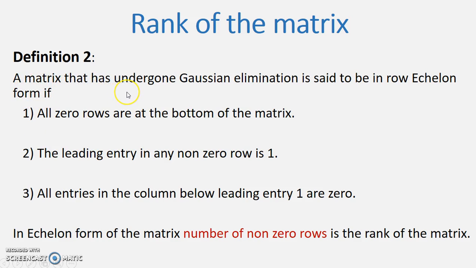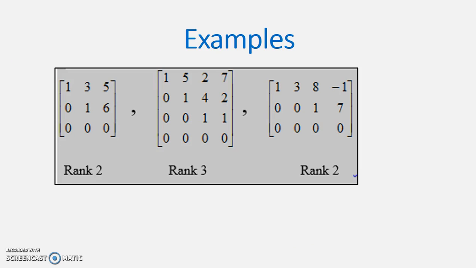A matrix that has undergone Gaussian elimination, that is row transformation, is said to be in row echelon form if all the zero rows are at the bottom of the matrix, and the leading entry in any non-zero row is 1, and all entries in the column below the leading entry are 0. Then it is said to be in row echelon form. Now if we can convert a matrix into row echelon form by using Gaussian elimination, the number of non-zero rows is called the rank of the matrix. See, by using Gaussian elimination, if rank is 2, it will get converted to this form.